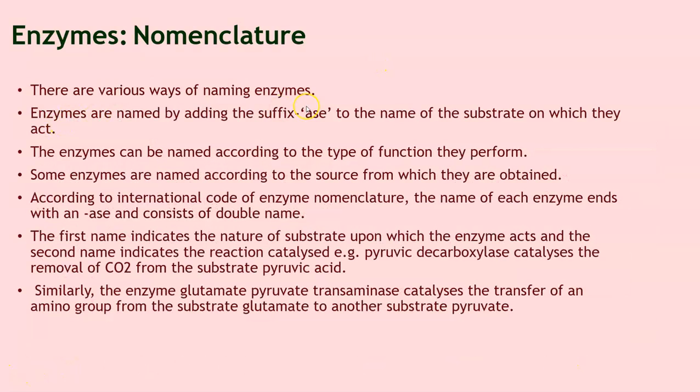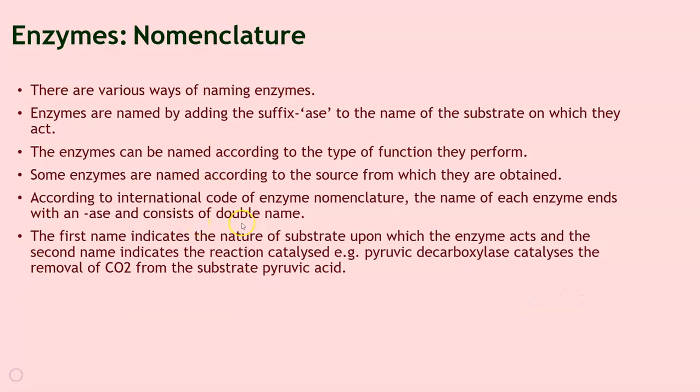Nomenclature: there are various ways of naming the enzymes. Enzymes are named by adding the suffix -ase to the name of the substrate on which they act. They are sometimes named according to the type and the functions they perform. Sometimes they are named according to the source from which they are obtained. According to the International Code of Enzyme Nomenclature, the name of the enzyme ends with -ase and consists of a double name. The first name indicates the nature of the substrate upon which the enzyme acts, and the second name indicates the reaction catalyzed. Example: pyruvate decarboxylase catalyzes the removal of carbon dioxide from the substrate pyruvic acid.